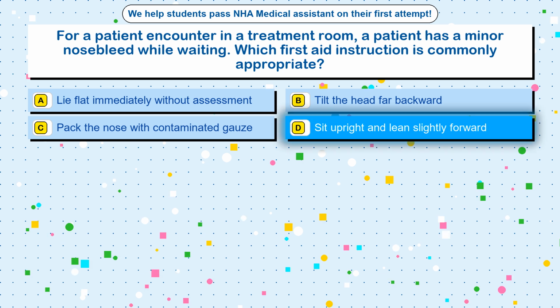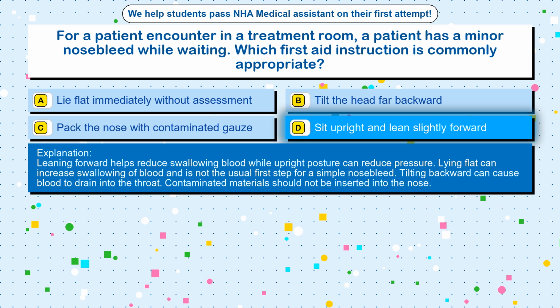The correct answer is option D. Sit upright and lean slightly forward. Leaning forward helps reduce swallowing blood while upright posture can reduce pressure. Lying flat can increase swallowing of blood and is not the usual first step for a simple nosebleed. Tilting backward can cause blood to drain into the throat. Contaminated materials should not be inserted into the nose.